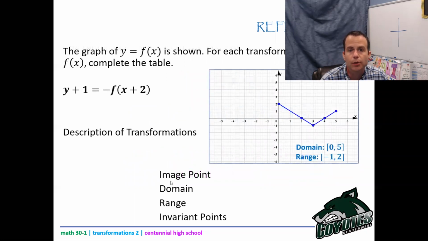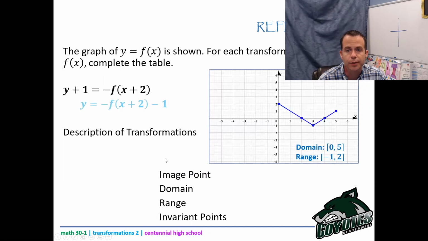Okay, so the graph of y equals f of x is shown. For each transformation of y equals f of x, complete the table. So I've got y plus 1 equals negative f of x plus 2. If I was going to describe the transformations that occur here, and I would like you to pause me and write them down yourself, you should be writing 3 different statements. Go ahead and do that.